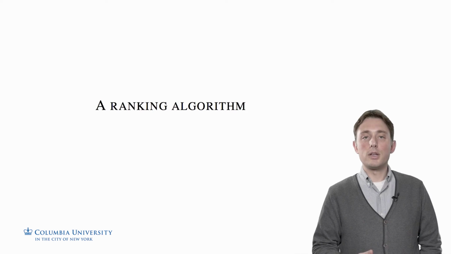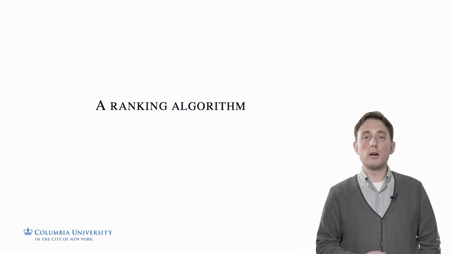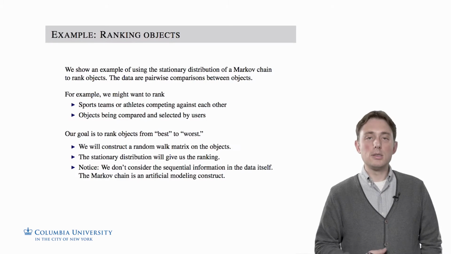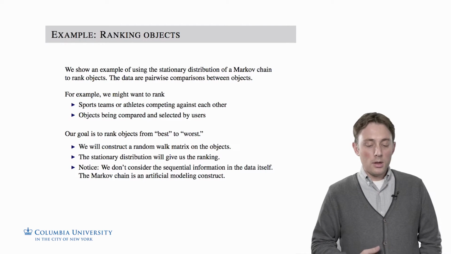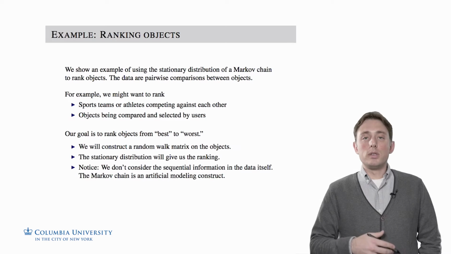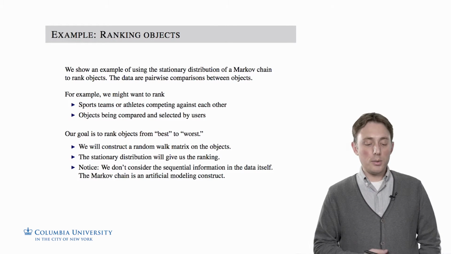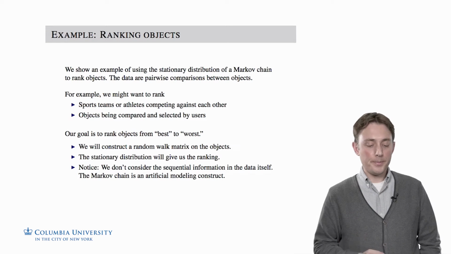Now in the rest of this lecture, I want to discuss two different applications of Markov chains. The first is an example of ranking objects. And so this example is going to show how we can use the stationary distribution of a Markov chain that we construct on our data to rank objects.